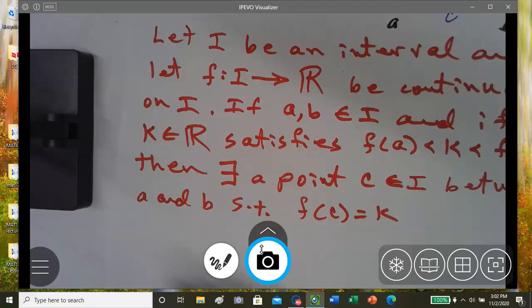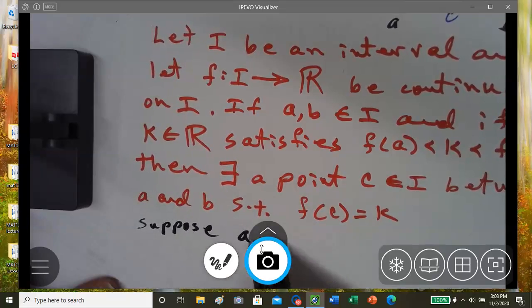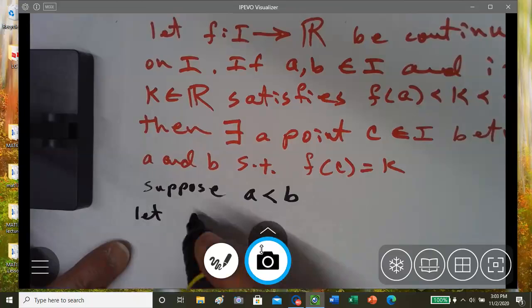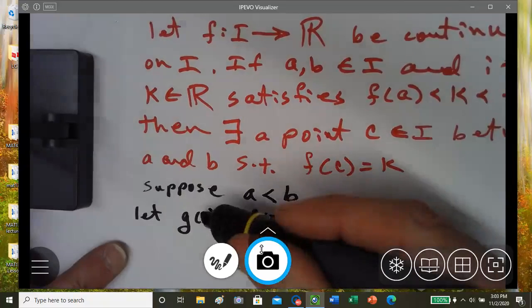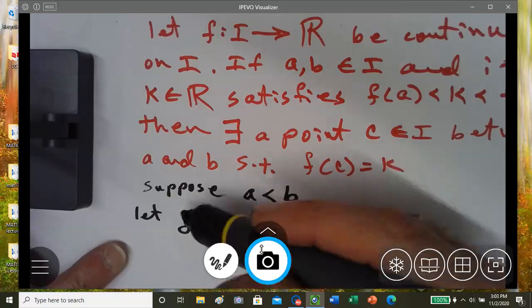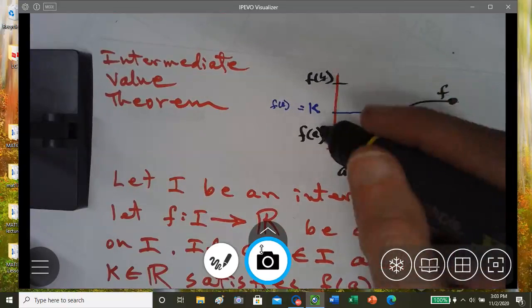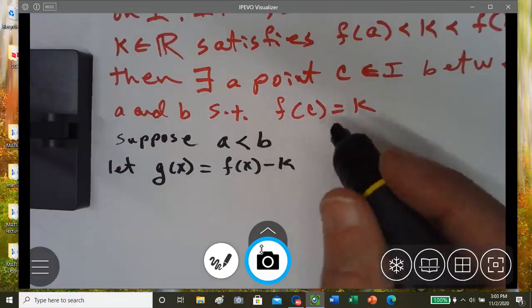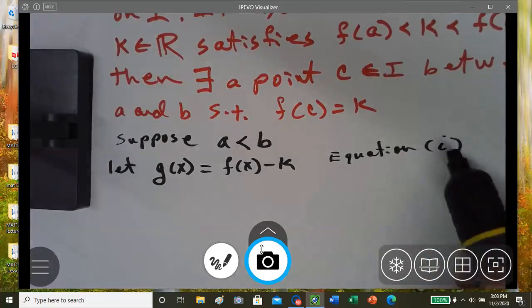So we start off by supposing A is less than B, and we want to let g of x equal f of x minus k. So we're creating this function to establish a relationship between our function f and k, where f of A and f of B are in relation to k, and so we're calling that g. Okay, and we're going to call this equation I. So we're going to refer back to that.